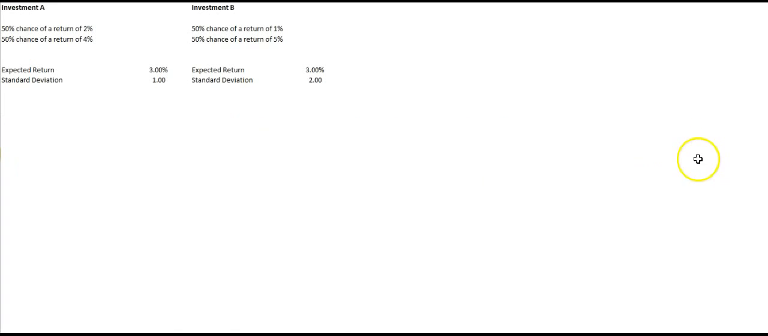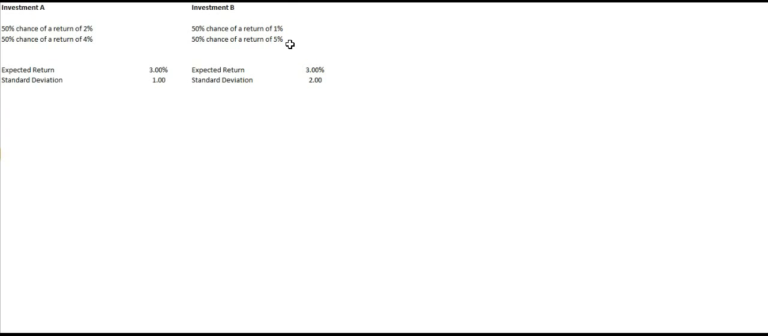Okay, here's our simple problem. We have investment A: 50% of the time, it's going to get us a 2% return, and 50% of the time, it's going to get us a 4% return. Investment B: 50% of the time, it's going to give us a 1% return, and 50% of the time, it's going to give us a 5% return.